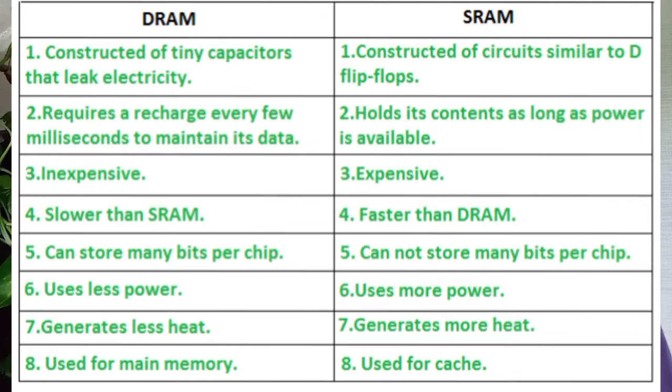DRAM is inexpensive while SRAM is expensive. DRAM is slower than SRAM and SRAM is faster than DRAM. DRAM can store many bits per chip, but SRAM cannot store many bits per chip. DRAM uses less power and SRAM uses more power. DRAM generates less heat while SRAM generates more heat. And finally, DRAM is used for main memory and SRAM is used for caching.